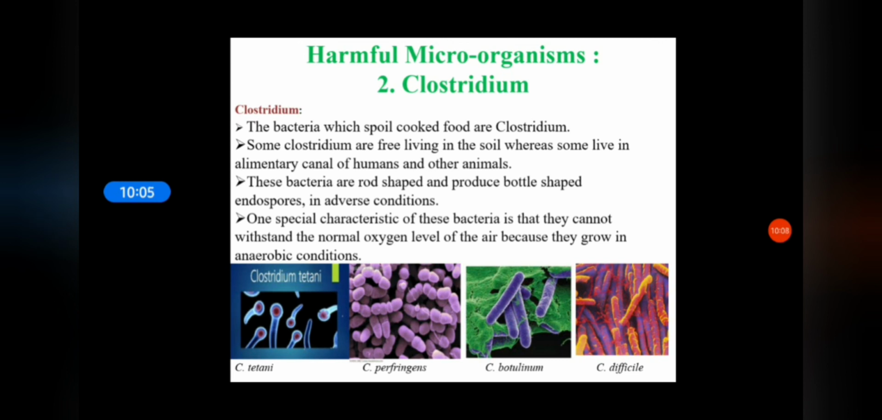One special characteristic of these bacteria is that they cannot withstand the normal oxygen level of the air because they grow in anaerobic conditions. Examples of the different species of Clostridia are shown in the following diagrams: Clostridium tetani, Clostridium perfringens, Clostridium botulinum, and Clostridium difficile.